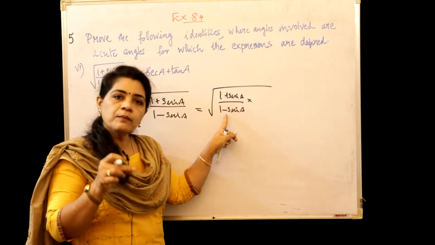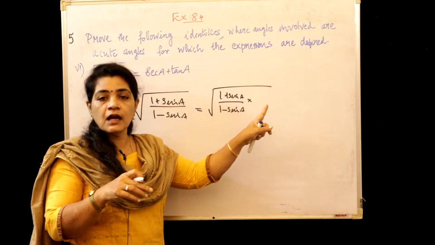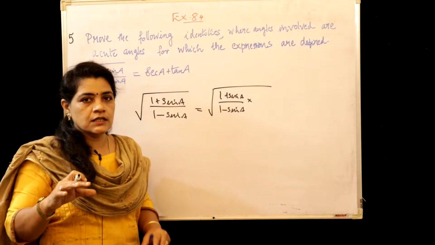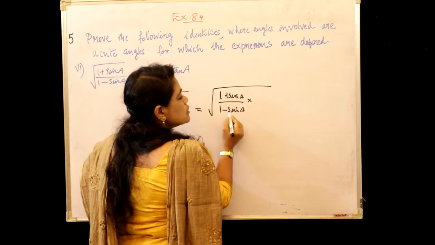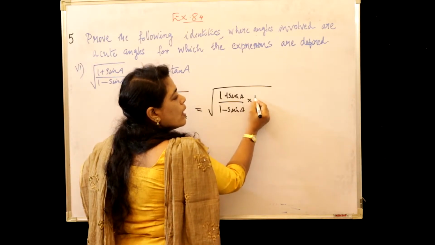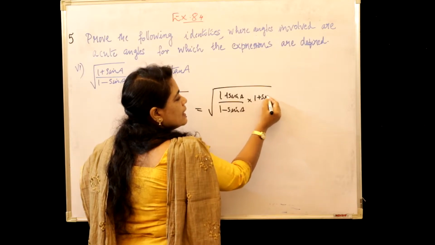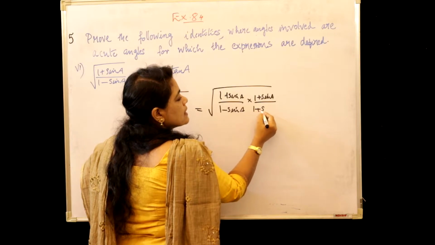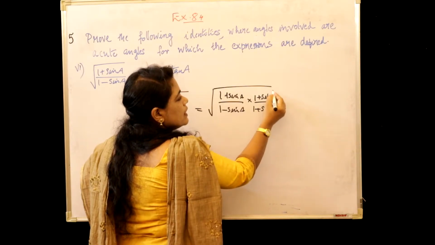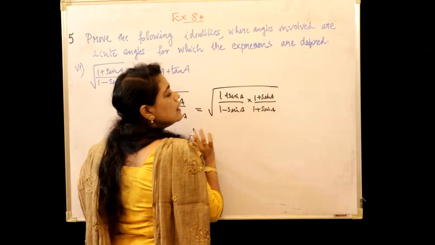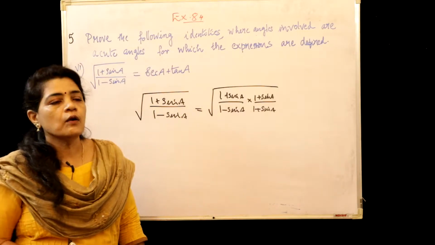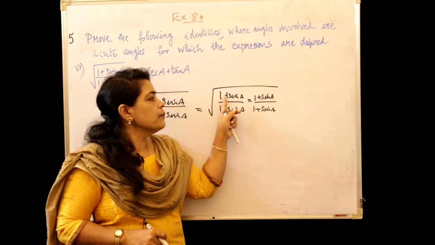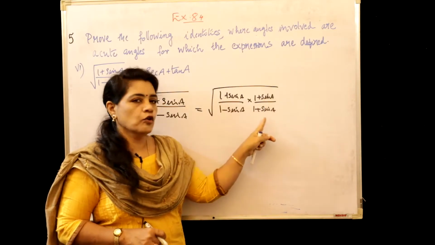If 1 plus sin a comes in the denominator, you have to multiply with 1 minus sin a divided by 1 minus sin a. That is the procedure, which you should keep in mind, children. So multiply with 1 plus sin a divided by 1 plus sin a. Still both are under the square root. Now let us see, children, how this can be multiplied: multiply the numerator and the denominator.